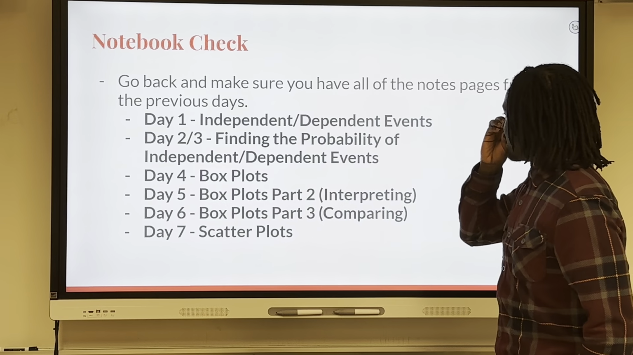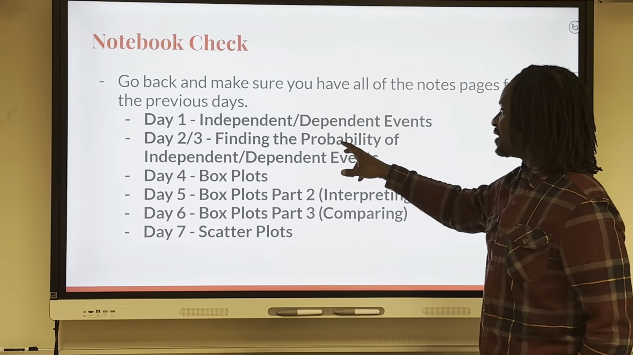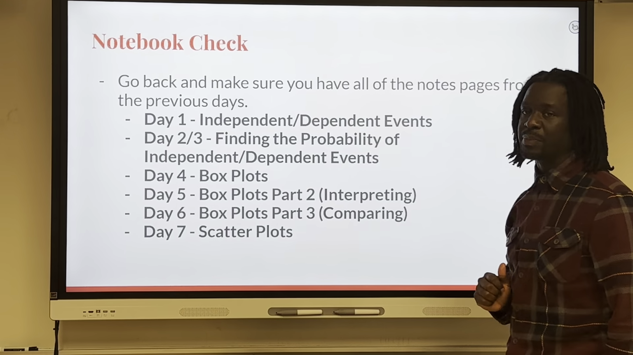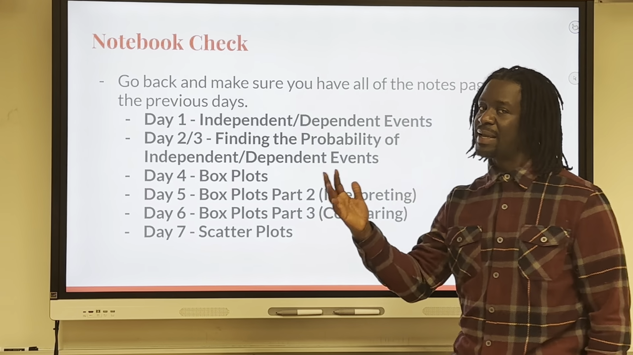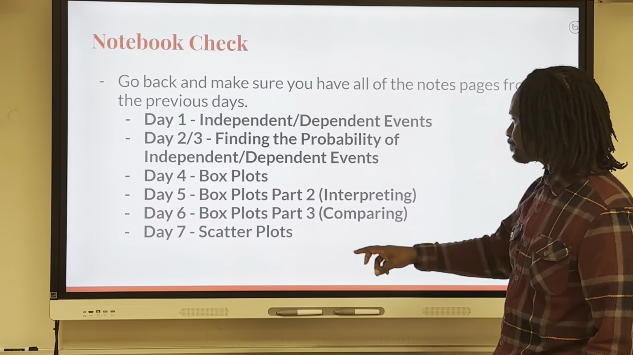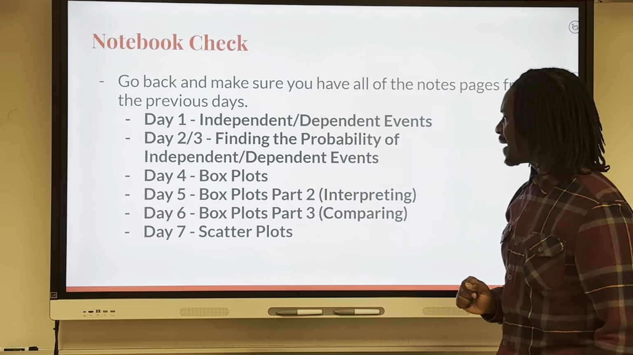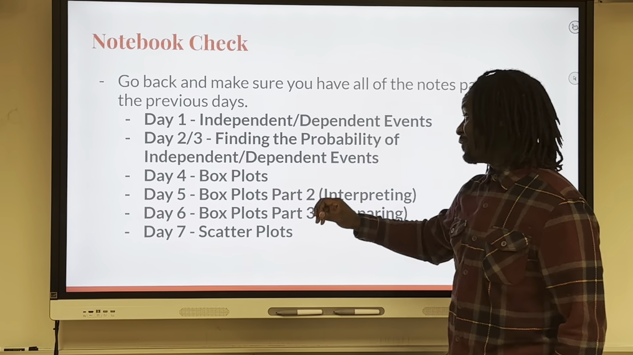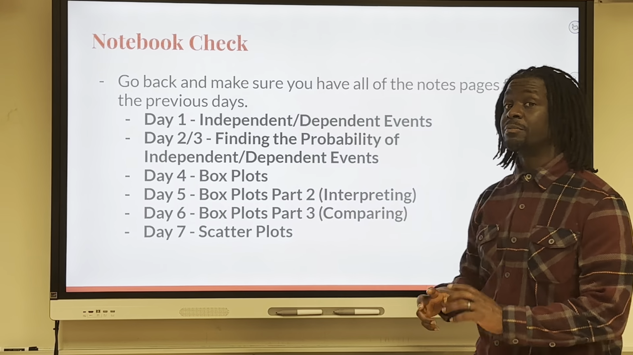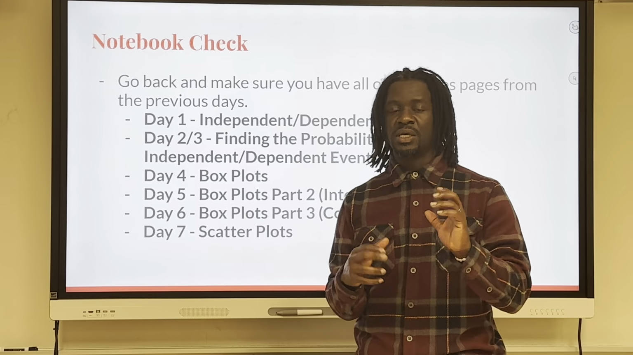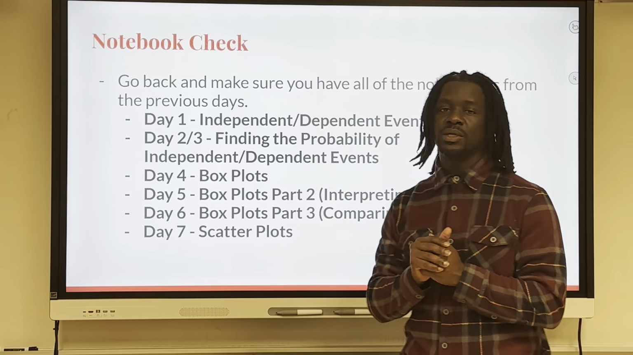Day 1, independent events. Day 2 and day 3 were both finding the probability of independent events. On day 3, there was a coloring page and you didn't need that. Day 4 was box plots. Day 5 was also box plots. We were just interpreting them. Day 6 was comparing box plots. And then day 7 was scatter plots.